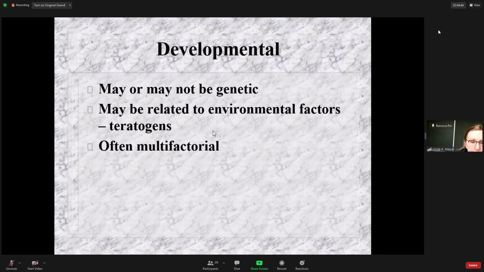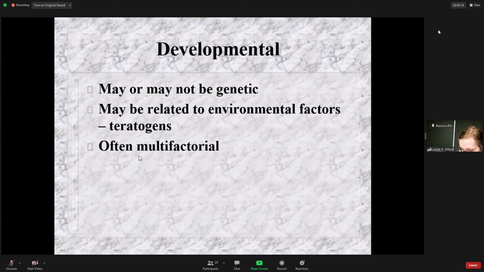Some developmental anomalies may be related to factors in the environment. We talked about teratogens briefly last semester in the embryology unit. There are different things that increase the likelihood of a congenital defect or a birth defect. For example, again, syphilis, a microorganism. If a mother has syphilis when she's pregnant, the baby can be born with congenital anomalies.